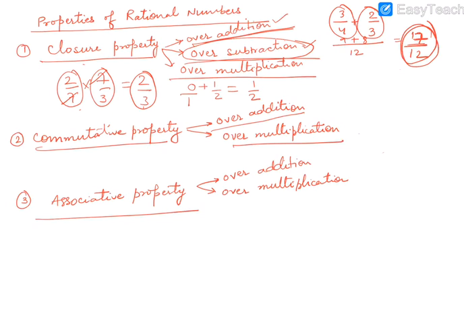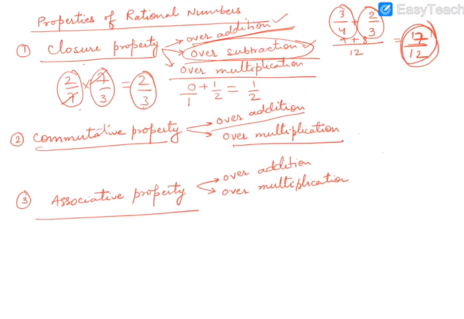What is commutative property of rational numbers? I have divided this commutative property into two parts, over addition and over multiplication. I have not mentioned subtraction and division. Later on I'll explain why both these operators do not follow commutative property. First I'll discuss what is commutative property over addition.